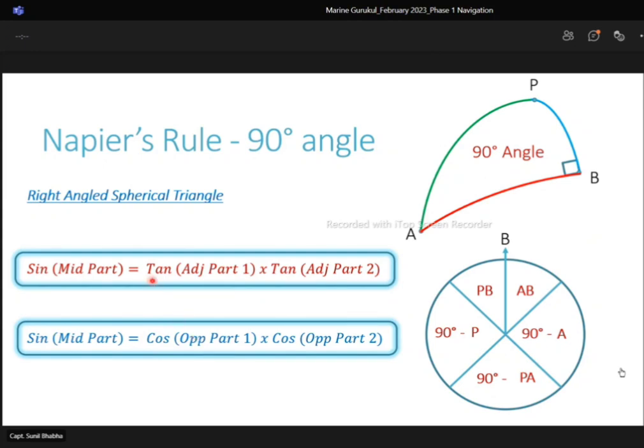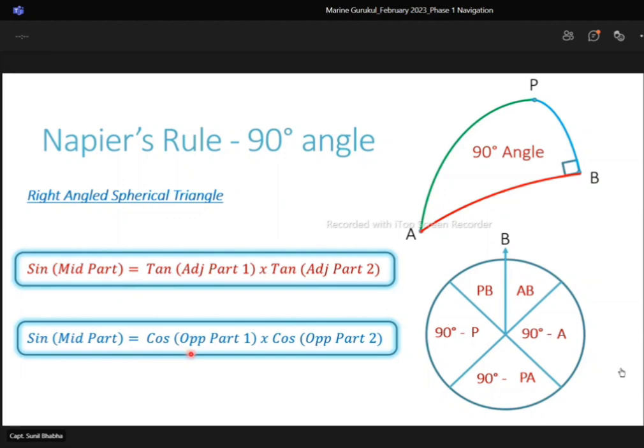So depending on which formula you are using, depending on which parts are available to you, if adjacent parts are available, you know I have to use the tangent formula. If opposite parts are available, you know I have to use the cos formula. A very, very easy way to remember it.